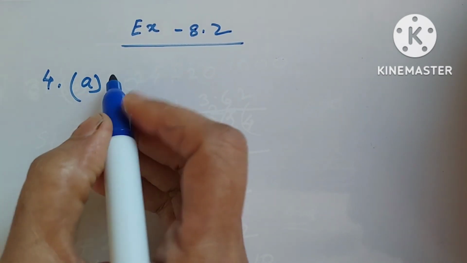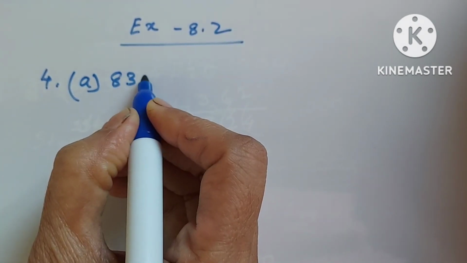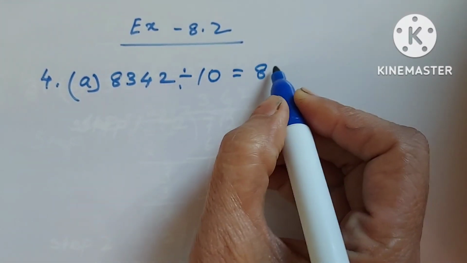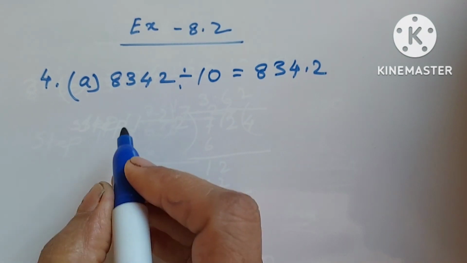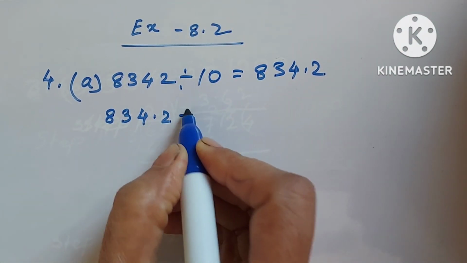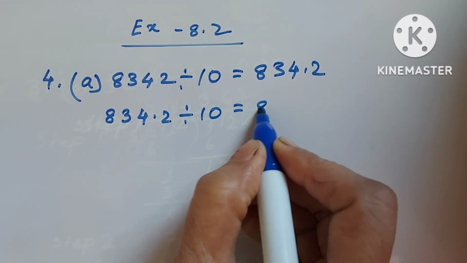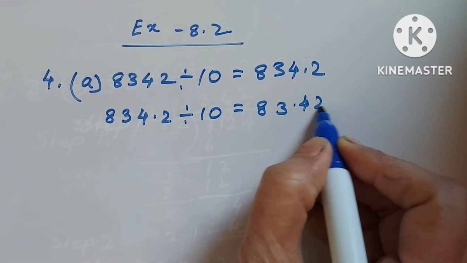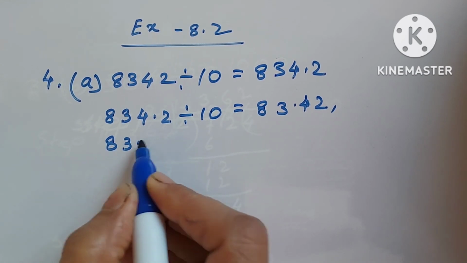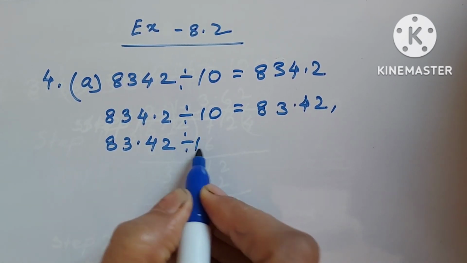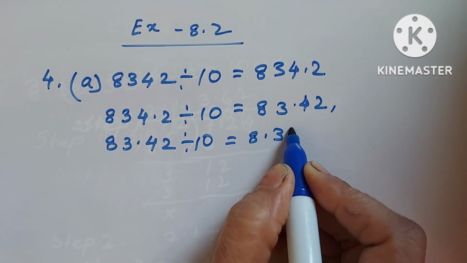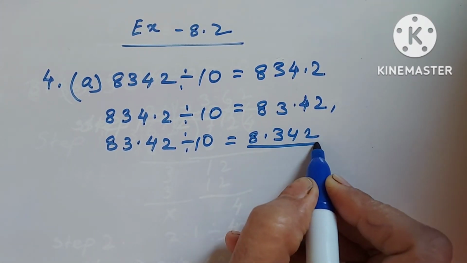Now next. 8342 divided by 10 is equal to 834.2. Now 834.2 divided by 10 is equal to 83.42. 83.42 divided by 10 is equal to 8.342.